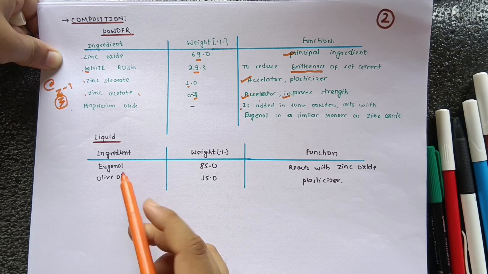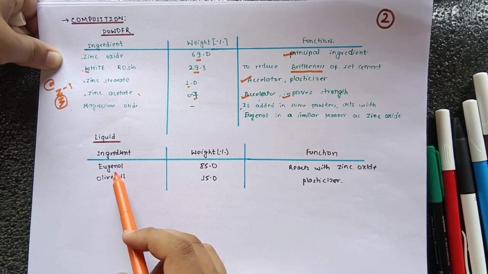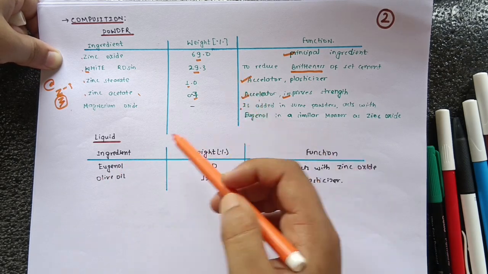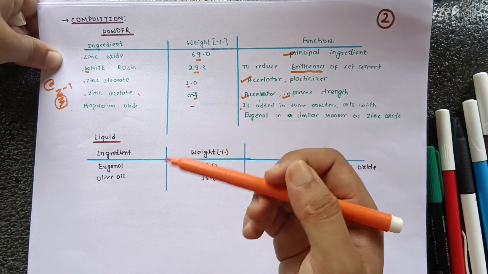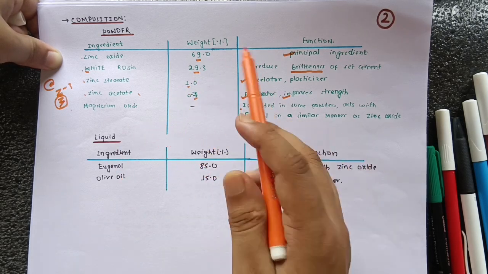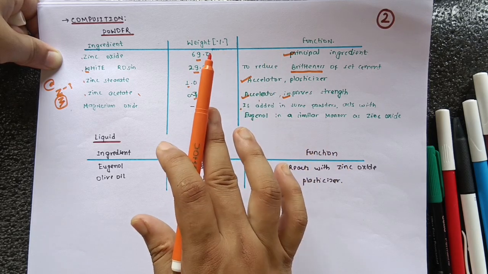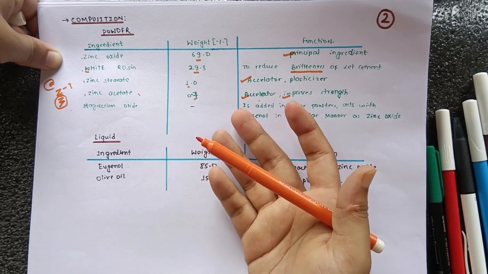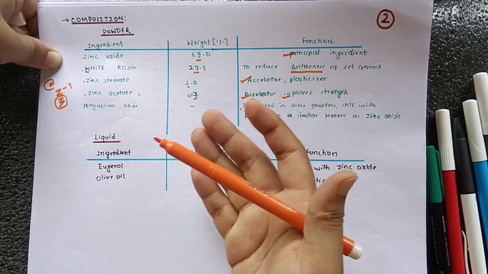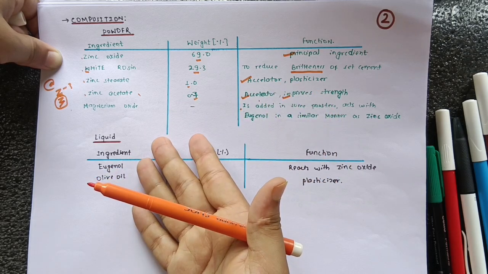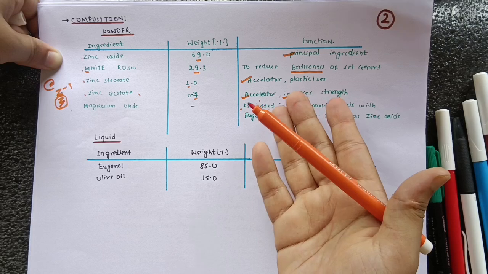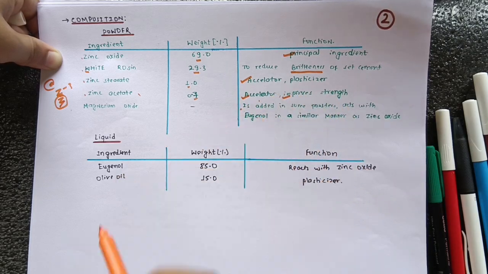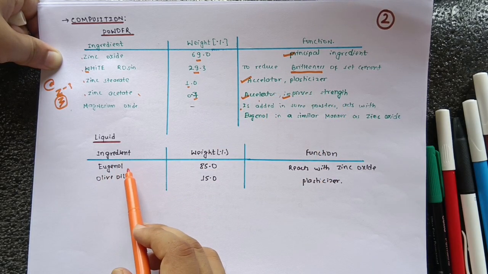Okay, now in the liquid there is eugenol and olive oil, so it is very easy. If you learn the composition of this zinc oxide eugenol cement here, it is similar to that of the zinc oxide eugenol impression paste. I am telling here only, while we will study the composition of the zinc oxide eugenol impression paste in the impression chapter in prosthodontics, at that time you will see a similar kind of composition. So just remember that the ingredients are eugenol and olive oil.